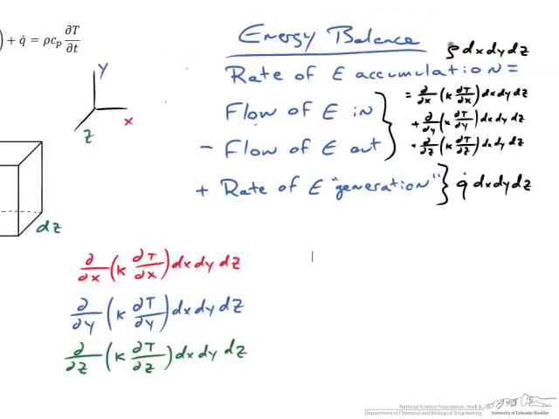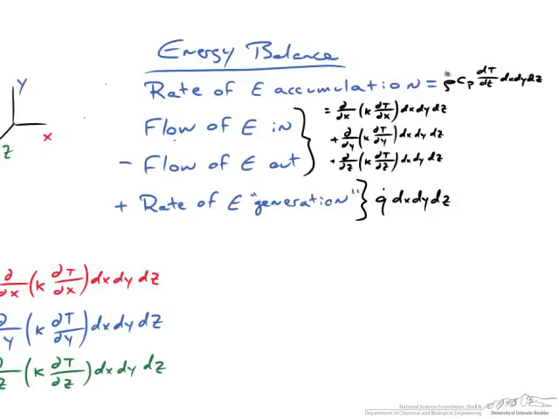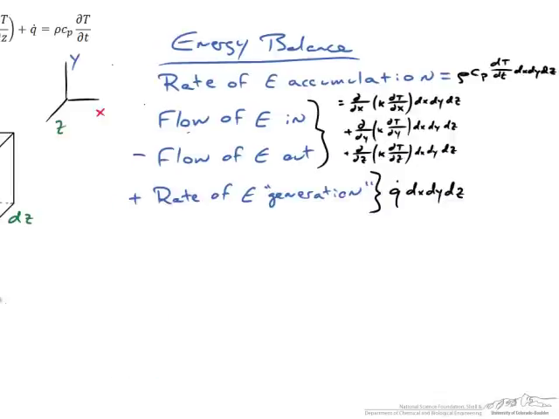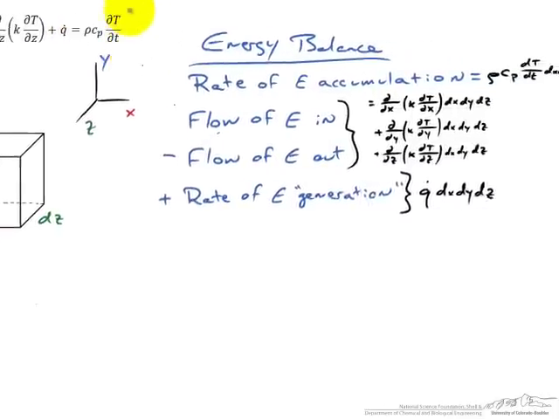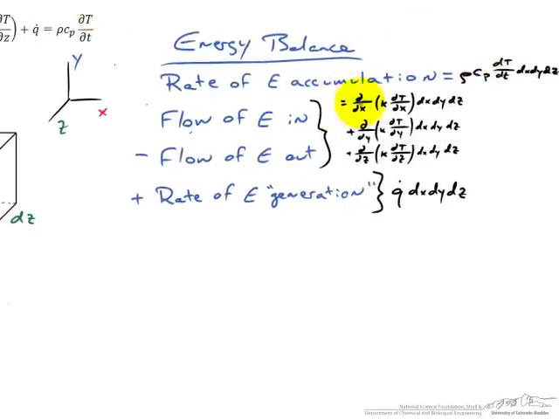And I think I wrote down the wrong thing up here. I did it correctly earlier. But the rate of energy accumulation is simply rho times the heat capacity, the rate at which temperature is changing, multiplied by the volume of our differential element. So now what we're left with is that the rate of energy accumulation, this term on the right-hand side, is equal to the net rate of energy entering and leaving in the x, y, and z directions, plus the rate of energy generation. And it's pretty obvious now the relationship between these expressions and the original equations.